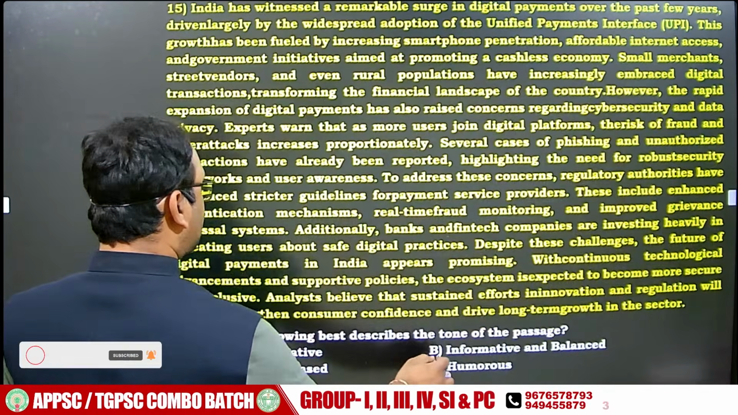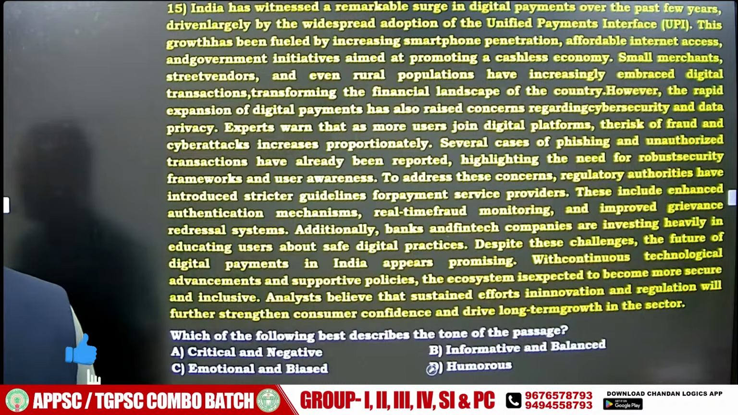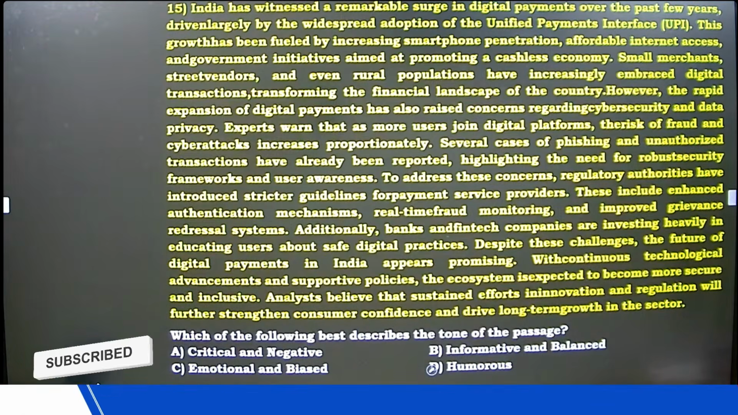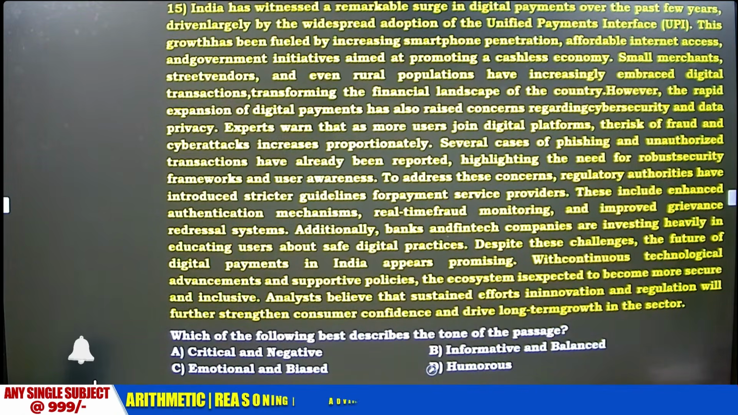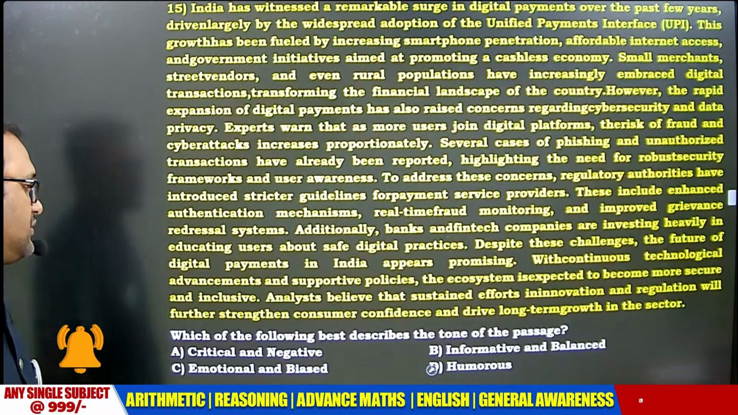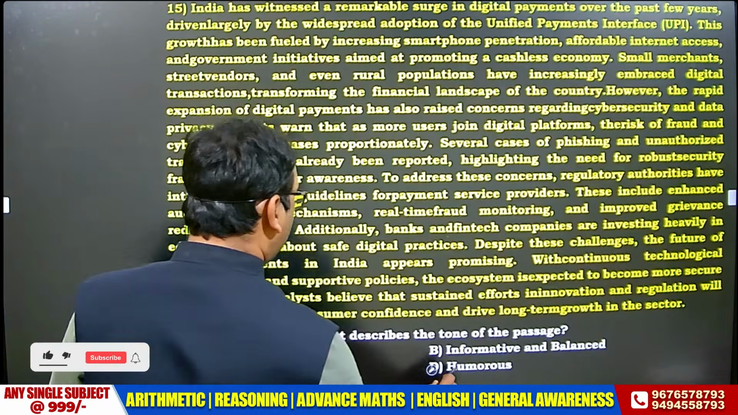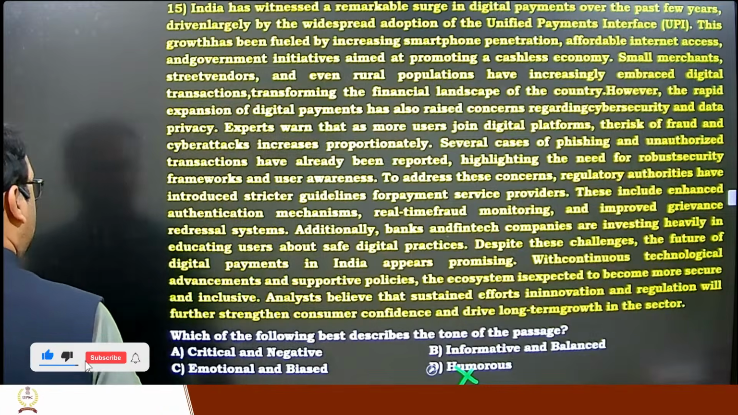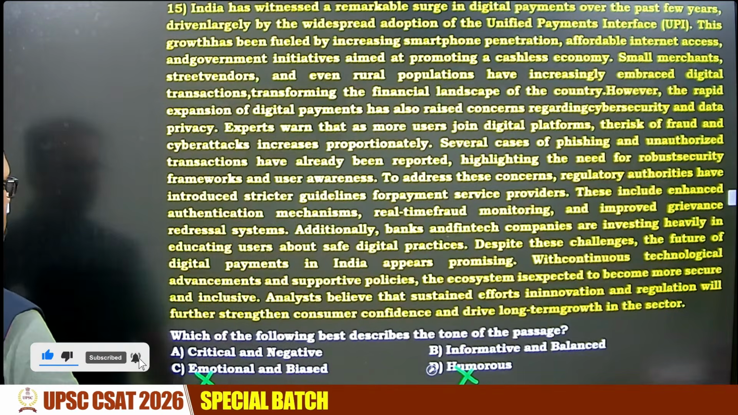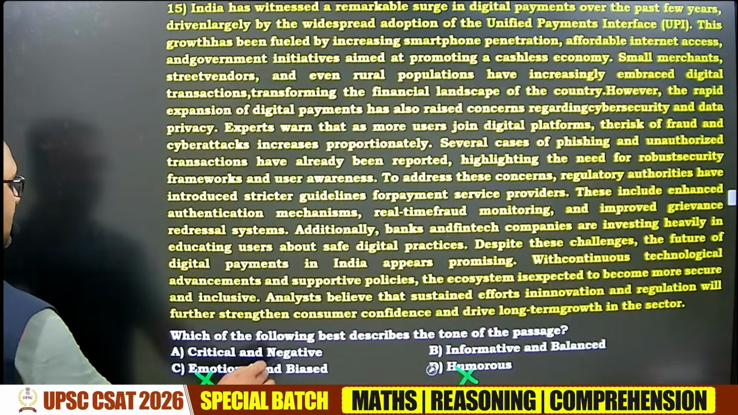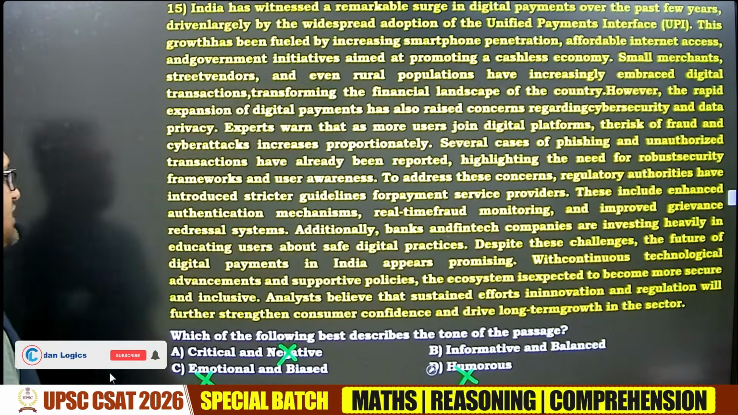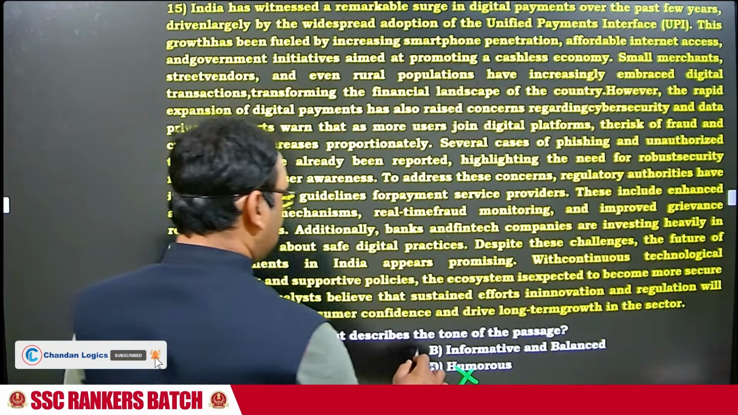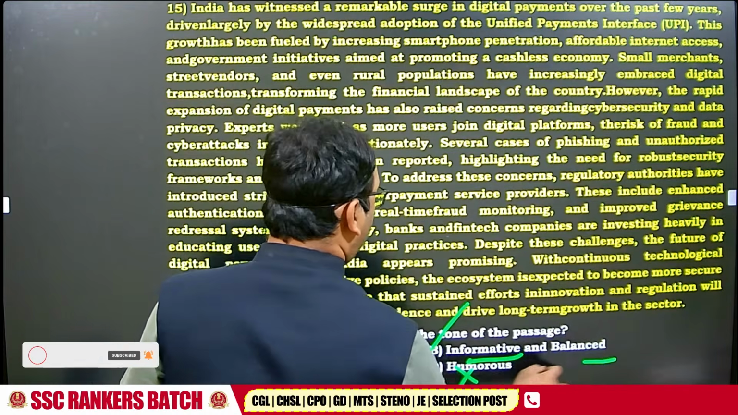See, maybe the last question. What do you think can be the best title for the paragraph? Any answer? What is the tone of the paragraph? Is he making any fun? No. Is he very emotional? Is he crying or something? No. Is he very negative? No. He is going in a very balanced way. Very informative and very balanced.